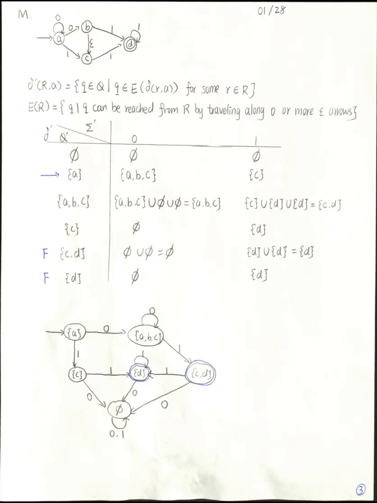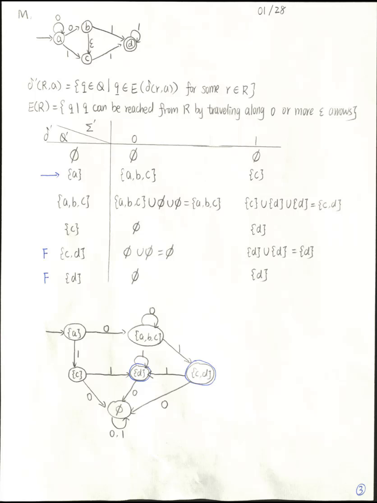From A, reading the symbol 1, I can reach C. And then I take the closure of C. That's C, because there are no epsilon transitions out of C. So these new states are A, B, C, and C. I put them in the left column. You always put all the new states in the left column, then do the next transition, because it's very easy to forget some states.